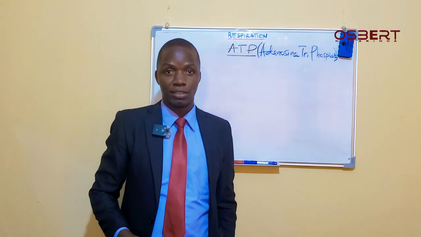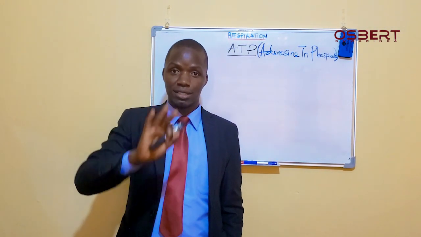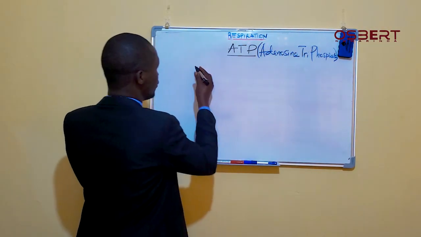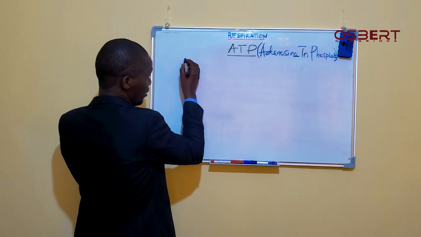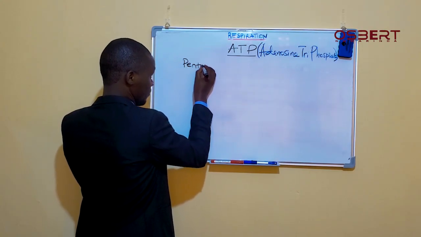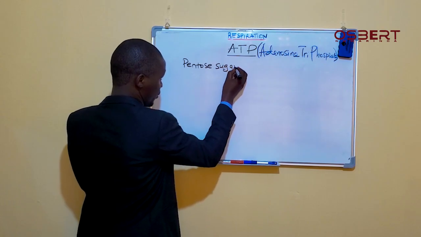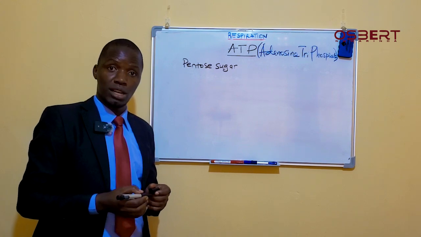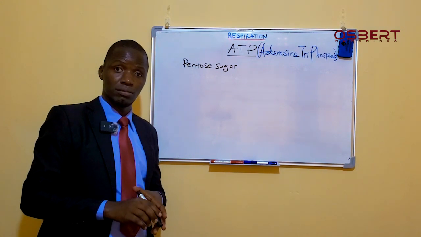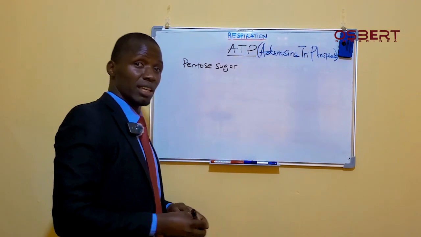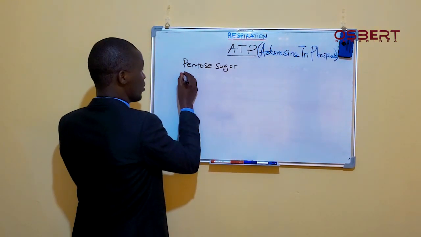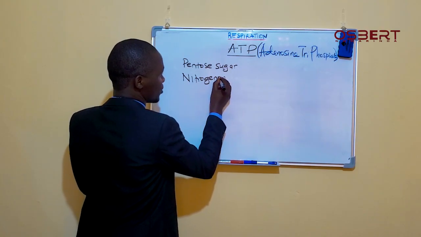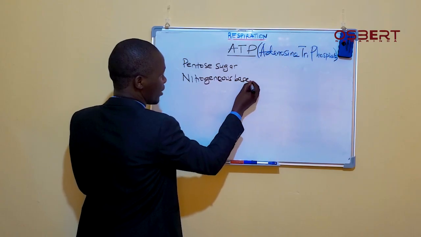So we are saying this ATP is also a nucleotide. And nucleotides are made up of three basic components. What are those? A nucleotide is made up of a pentoid sugar. What else makes it up? Pentoid sugar and what? Yes, we have what we call a nitrogenous base.